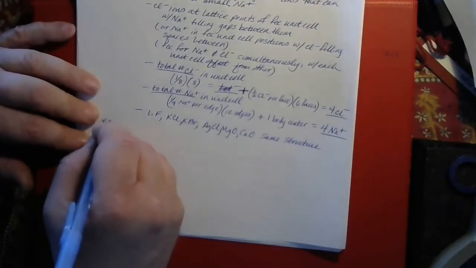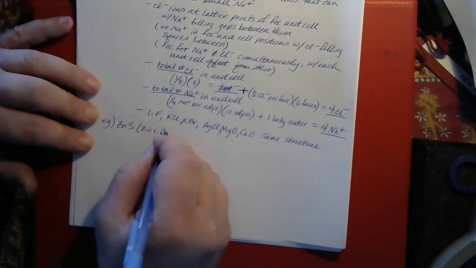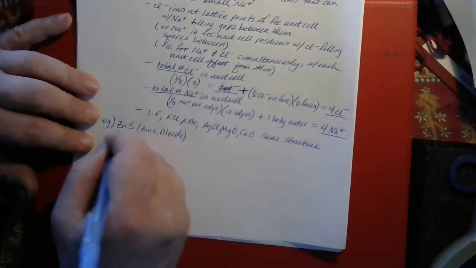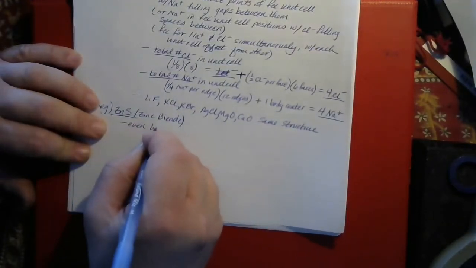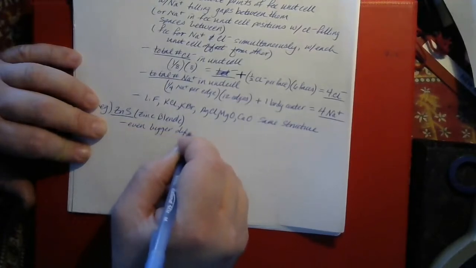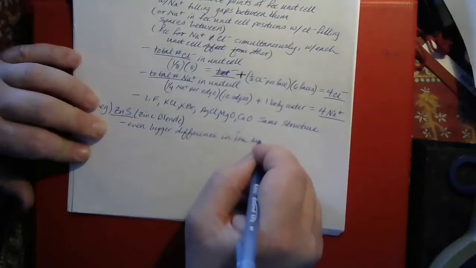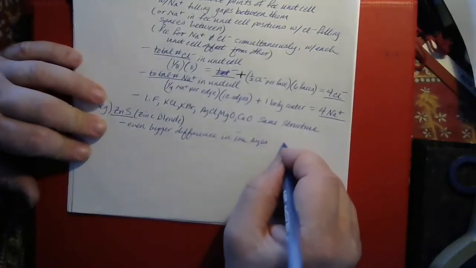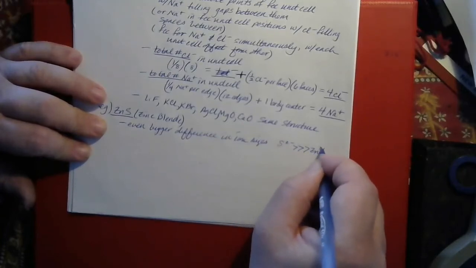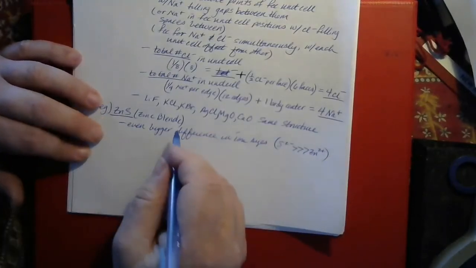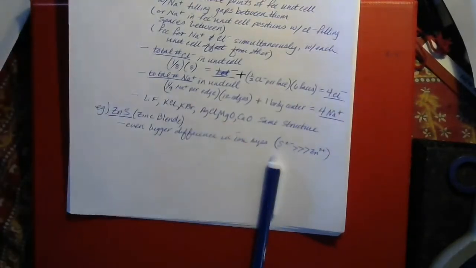Then we have what's known as the zinc blend structure, which is zinc sulfide. This has an even bigger difference in the ion sizes. The sulfide ion is way bigger than the zinc ions. And there's a figure of this on page 498.